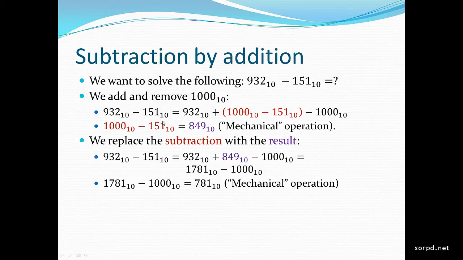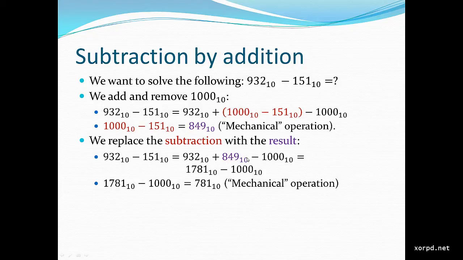So we have this result, the one in purple, and we are going to replace it in the original equation here. We are going to replace this part inside the braces with 849. And we get this. We get that 932 minus 151 equals just like before, but we replace the braces with the purple result. And now we get something new to solve.